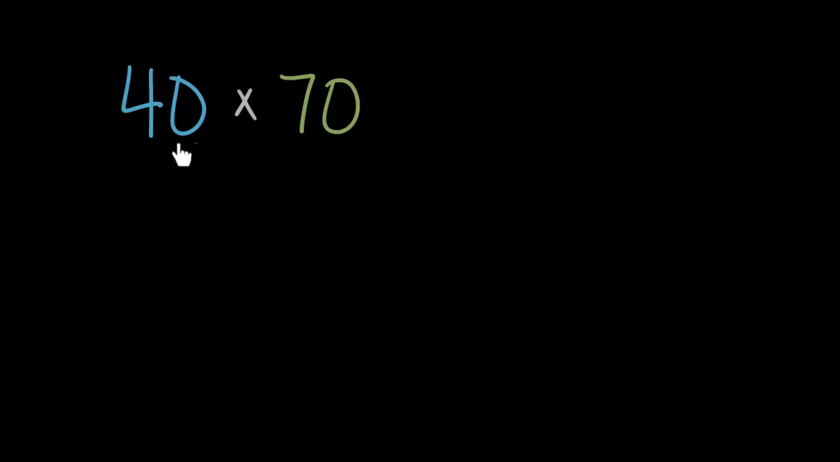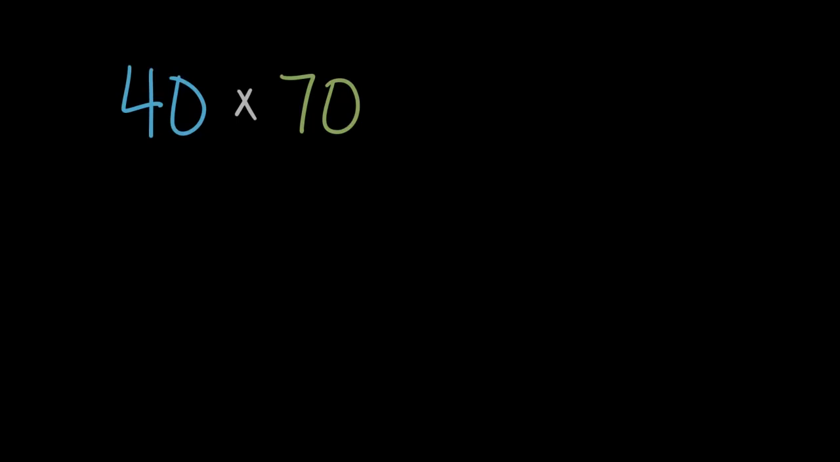Let's multiply 40 times 70. So 40 times we have the number 70. So we could actually list that out, the number 70, 40 different times and add it up. But that's clearly a lot of computation to do, and there's got to be a faster way.